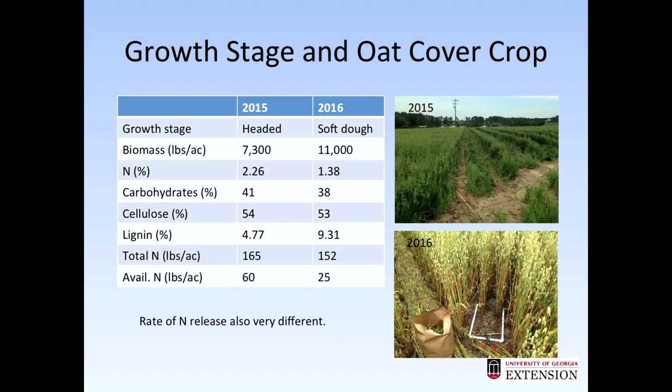The second year, he was in soft dough. I think some of it he was going to harvest for seed, and that's fine. But from the nitrogen perspective, we've got a lot more biomass, but the concentration was a little bit lower in total nitrogen content, and only 25 pounds of that is going to be released in the first couple of months of the growing season. So, a really big difference because of the choice of management there. And that was something that he had really not thought about.